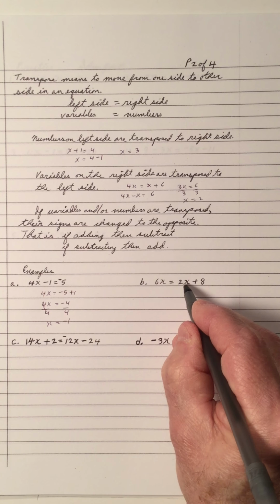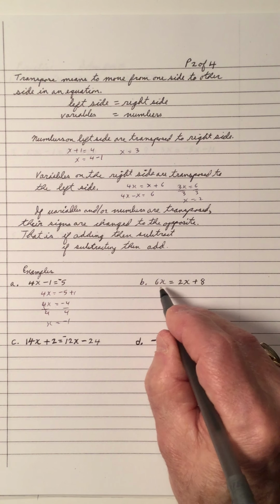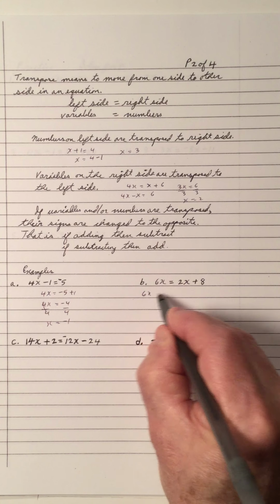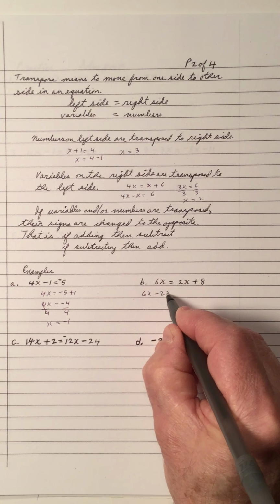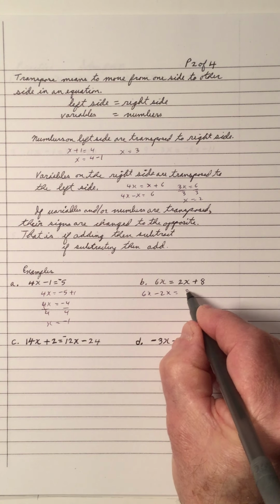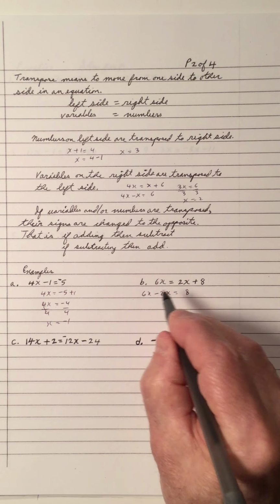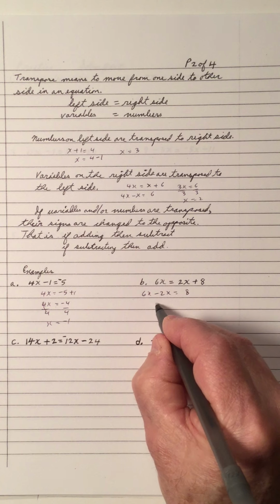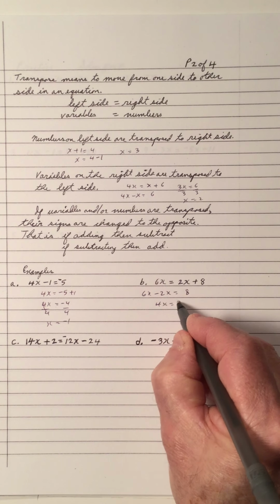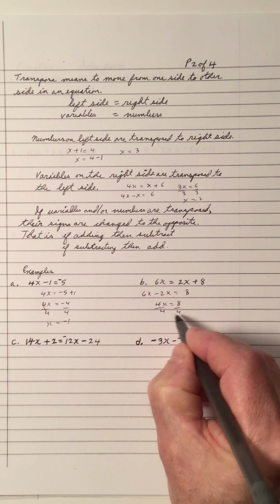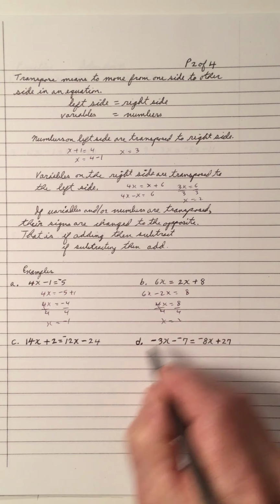Notice in B, the x is on the right, I have to move it to the left. Because there's a plus 2, I subtract 2. I do its opposite on the other side, same as adding an opposite, only I don't show both sides. So 4x equals 8, and I divide by 4, x equals 2.